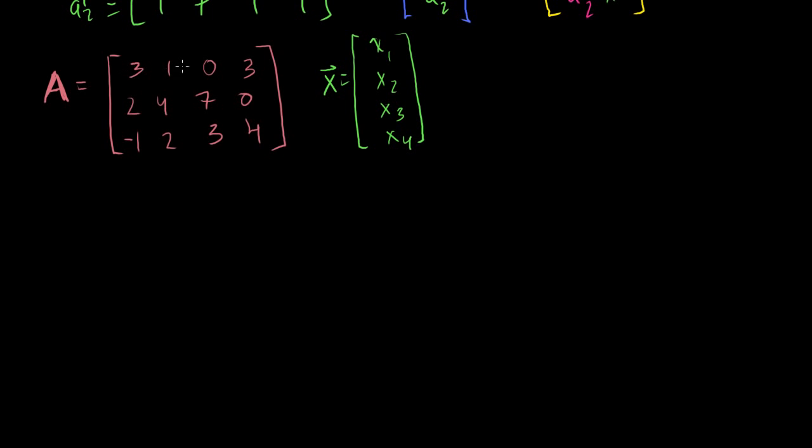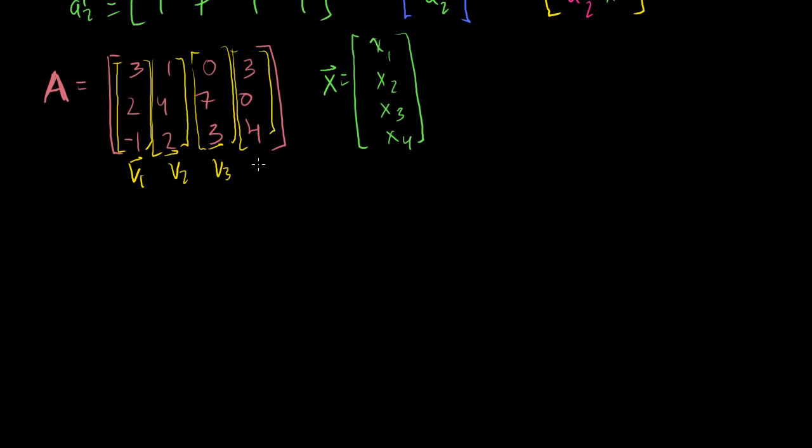Now, instead of viewing these as row vectors, we could view A as a set of column vectors, right? We could call this thing right here vector 1, this thing vector 2, this thing vector 3, and this thing vector 4. Then we could rewrite our matrix A as just a bunch of column vectors: vector 1, vector 2, vector 3, and vector 4.